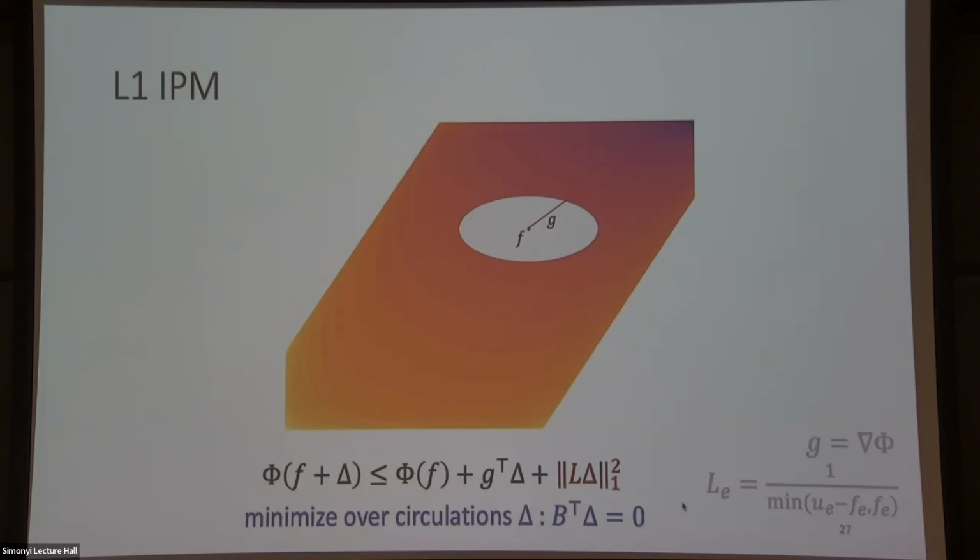Okay, so how do we change it? Given this picture, let me tell you how we change it. We do what we call an L1 IPM. We sloppily upper bound what was an L2 norm squared with an L1 norm squared. This could be much worse by a factor of m, but it's a strict upper bound. And we'll minimize this upper bound.